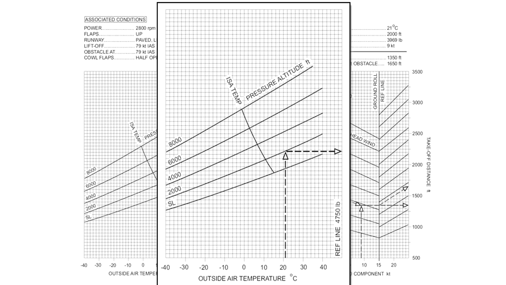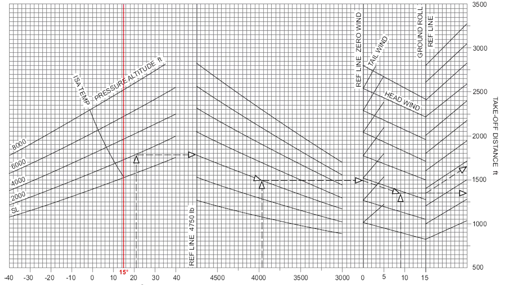Having looked at the various bits of information around the graph, let's now examine the graph itself. In the example, we will assume a temperature of 15 degrees at an airfield which is at a pressure altitude of 4,000 feet. To use the graph then, move upwards from 15 degrees until you have reached the 4,000 foot pressure altitude line. Then move right until you meet the reference line, shown here.